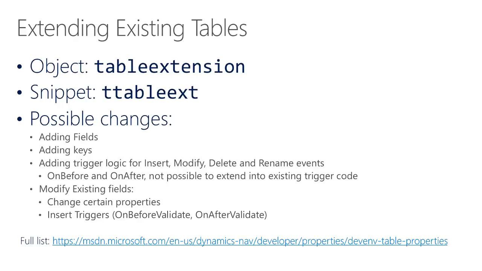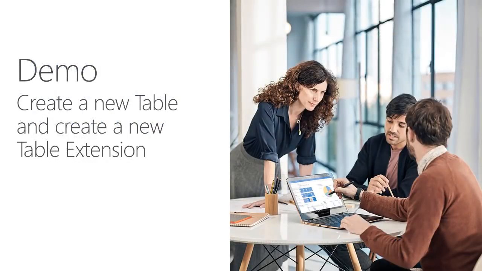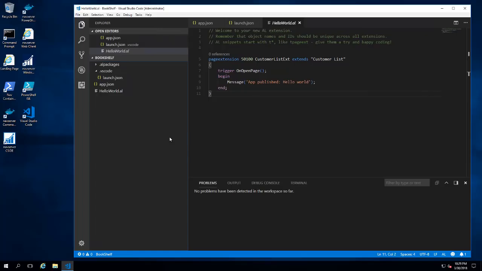Plus, you can modify existing fields where you can change certain properties. You can insert triggers on before validate, on after validate by adding triggers to the fields itself. It looks the same as the triggers in table objects, only they subscribe to the validation trigger of the base table. So you can see a full list if you follow the link at the bottom of your screen. And we are going to go back into our Azure VM to see if we can make this work.